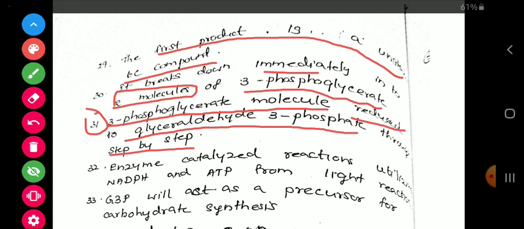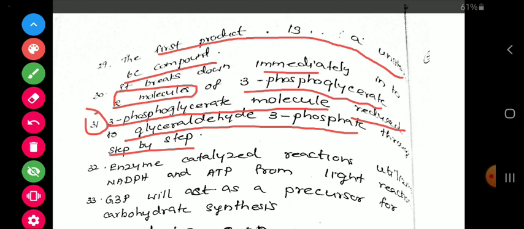Actually, in this resource book, they have mentioned it in a different way. It's the same thing. 1,3-bisphosphoglycerate will be reduced to glyceraldehyde 3-phosphate step by step. They have not mentioned 3-PGA, but they have mentioned a step further. These are the problems with the resource book, actually. The facts are not very clear, especially in this part on photosynthesis.